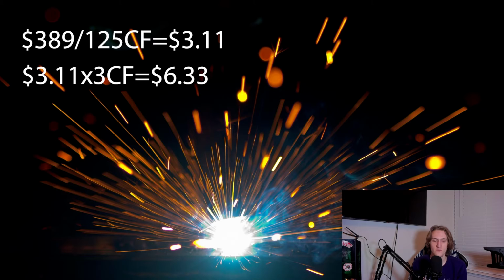For example, if you take a 120 CF tank, which is $389, and divide it by 125, it will equal $3.11 per CF. So if you use it for a welding job and use 3 CF, that would have cost you $6.33 of gas.